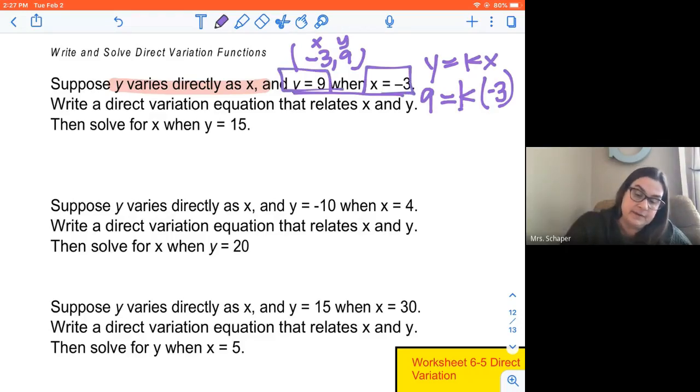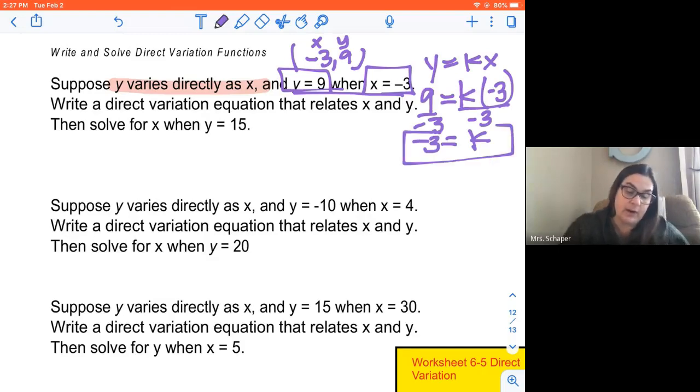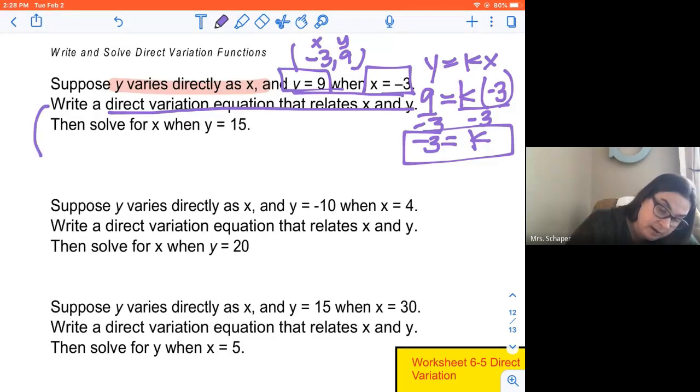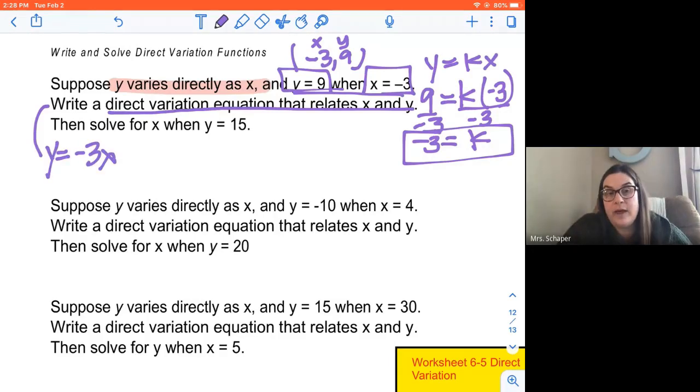I'm going to divide both sides by -3. So k equals -3. So my constant of variation, my rate of change, is k equals -3. So when it says write a direct variation equation that relates them, that's going to be y equals -3x. So my value of k goes in for k.